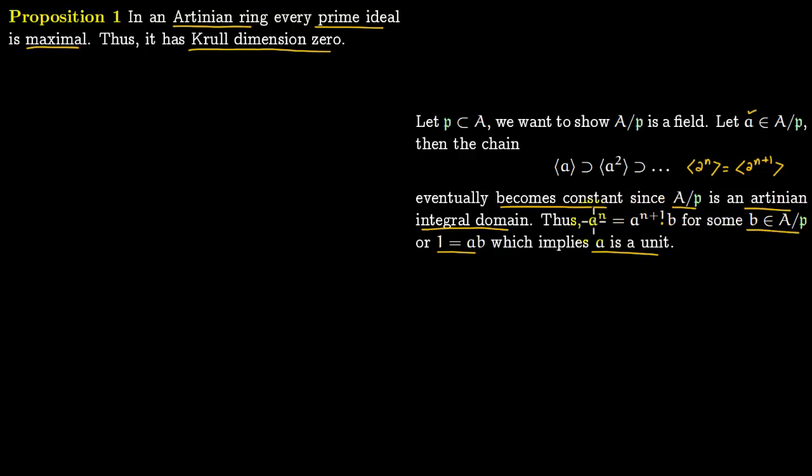And now do the cancellation. We will get a times b is equal to 1, which implies that a is a unit. The cancellation makes sense because we are working in an integral domain. We are starting with P as a prime ideal.